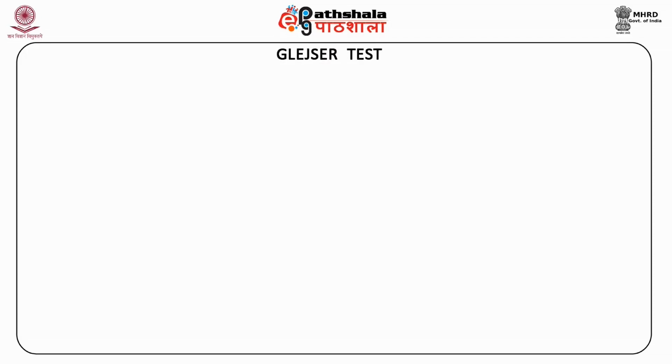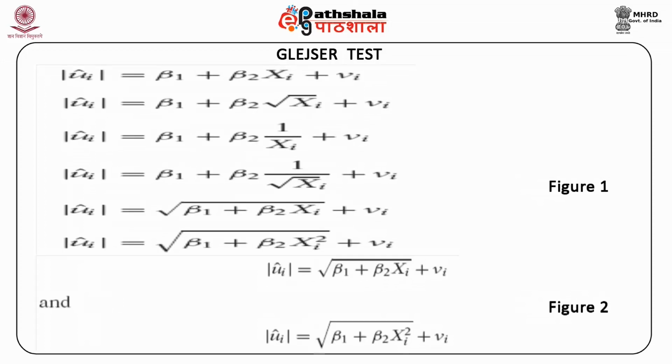After obtaining the residuals u_i hat from the OLS regression, the Glejser test advises to regress the absolute values of u_i hat on the X variable that is assumed to be closely associated with sigma_i squared. They use the following functional forms as shown in the above figures 1 and 2, where V_i is the error term.